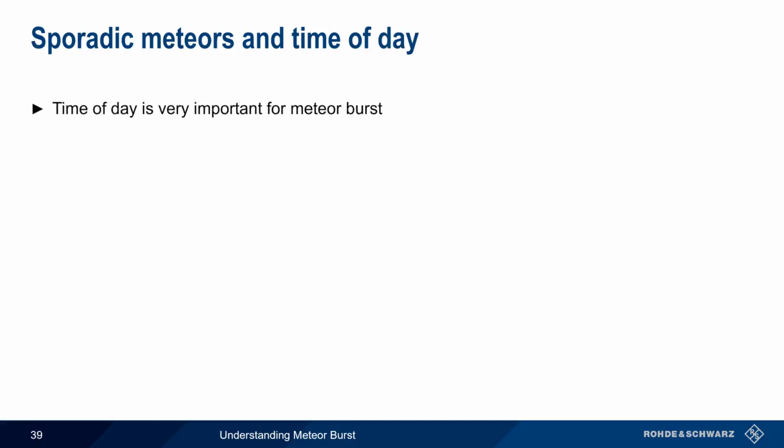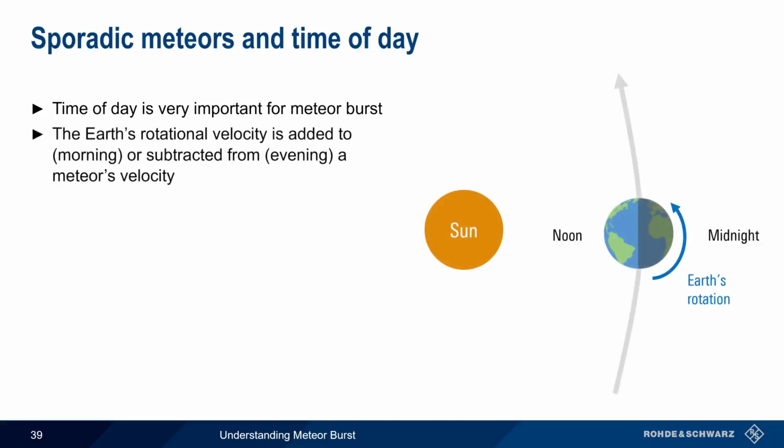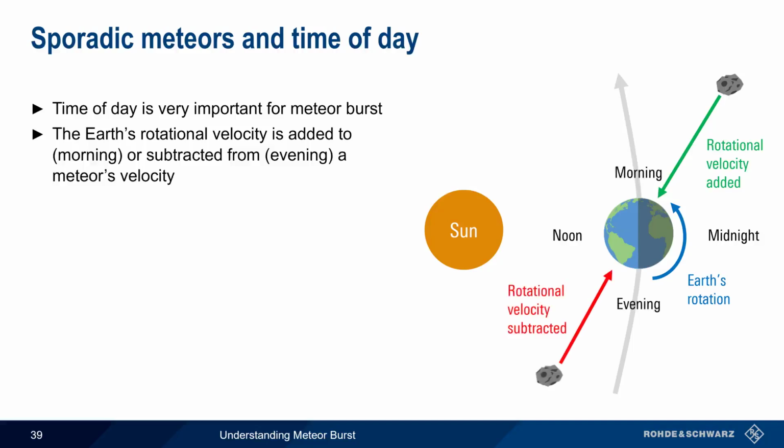Time of day, on the other hand, plays a very important role when it comes to sporadic meteors. As the Earth travels around the Sun, it also rotates on its axis. This rotational velocity is added to, or subtracted from, the velocity of meteors that the Earth comes into contact with. In the morning, meteors hit the Earth head-on, and the Earth's rotational velocity is added to the meteor's velocity. In the evening, meteors are catching up from behind, and thus the Earth's rotational velocity is subtracted from the meteor's velocity.